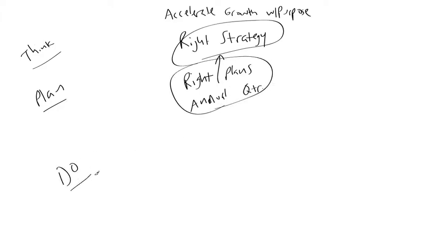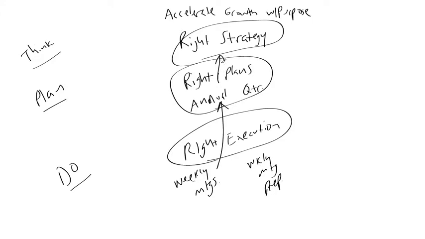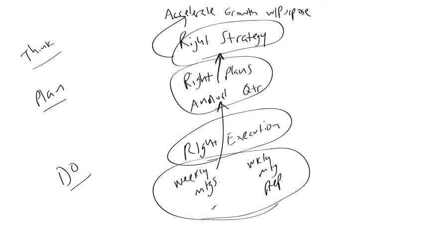Then finally, we help you with the do rhythm to really help you get the right execution each quarter through effective weekly meetings and effective weekly meeting prep. All along ensuring that your execution weekly is aligning to achieve your plans, which are aligned to achieve your strategy, to help you accelerate your growth with purpose. I'm going to focus here on dashboards and weekly meetings and weekly meeting prep. Let me show you how that works in the software.